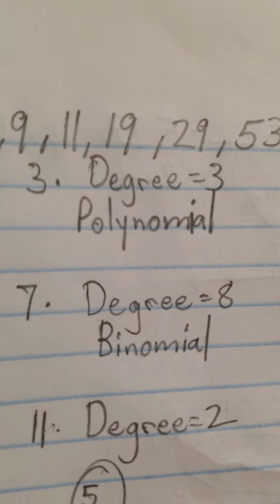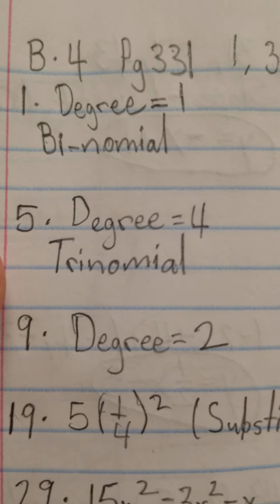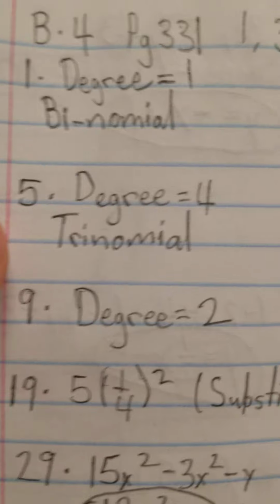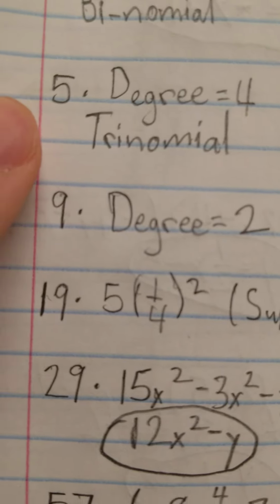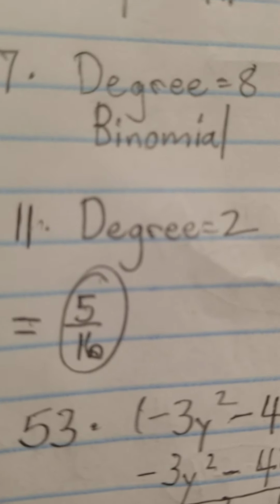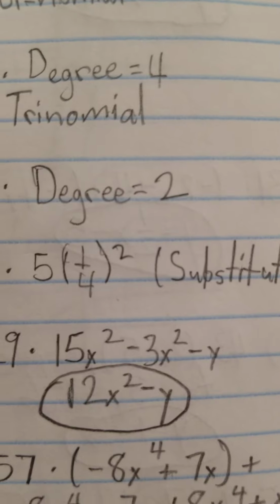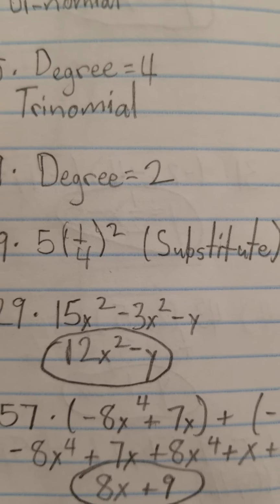Number 3, it's the third degree. It's a polynomial. Number 5 is the fourth degree, and it's a trinomial. Number 7 is the eighth degree, and it's a binomial. Number 9 is second degree. Number 11 is also second degree. Number 4, you're literally just substituting, and that comes out to 5/16.